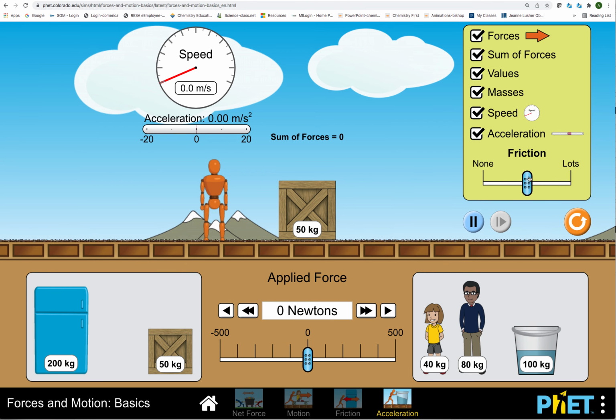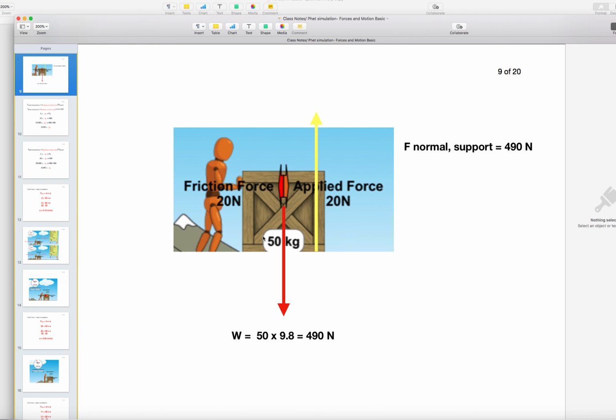Okay. So anyway, if we need to represent the forces acting on this box, we can show them by the following here.